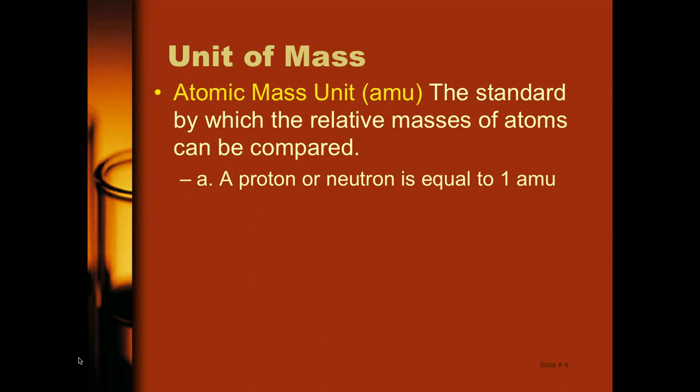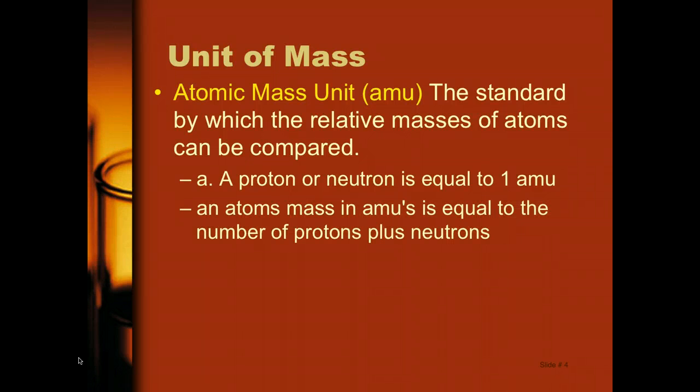Protons and neutrons are equal to approximately 1 AMU, and an atom's mass in AMU is equal to the number of protons plus neutrons. So mass number has a unit of AMUs. Atomic mass, which is the weighted average of all the known isotopes, is also measured in AMUs.